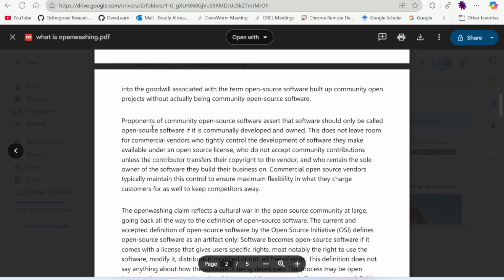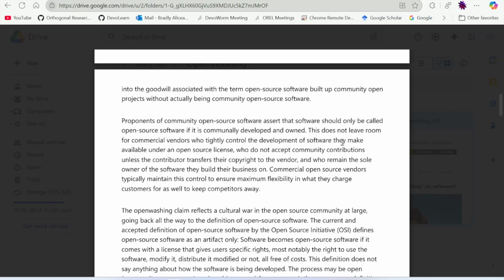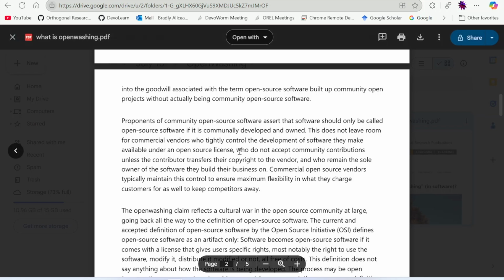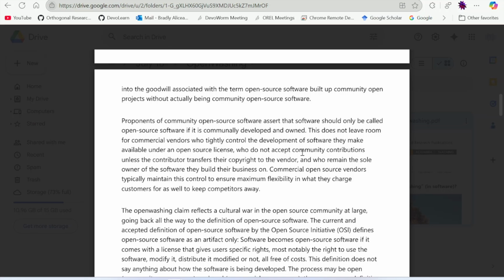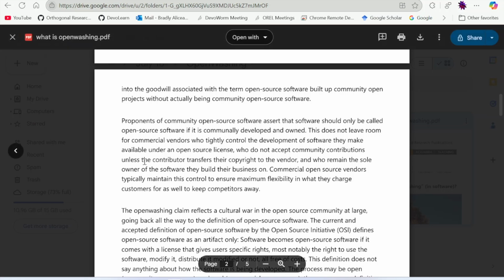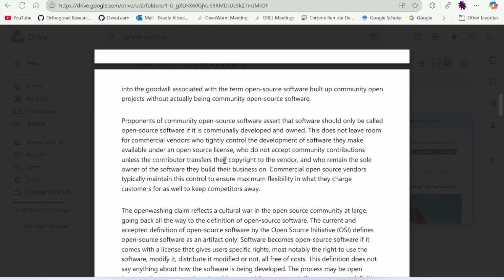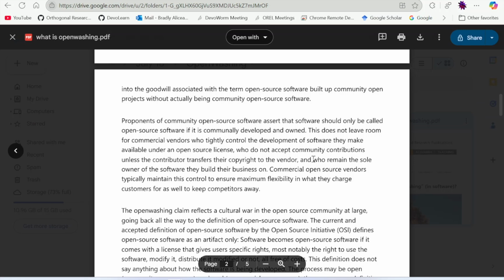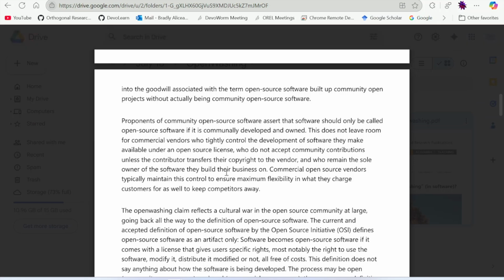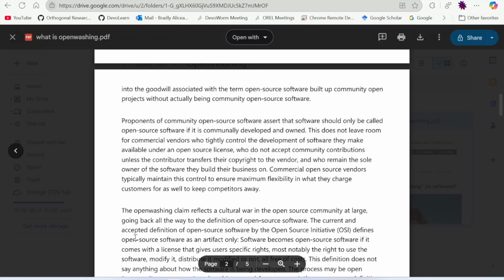This does not leave room for commercial vendors who tightly control the development of software they make available under an open source license, who do not accept community contributions unless the contributor transfers their copyright to the vendor, and who remain the sole owner of the software they build their businesses on. Commercial open source vendors typically maintain this control to ensure maximum flexibility in what they can charge customers for, as well as to keep competitors away.